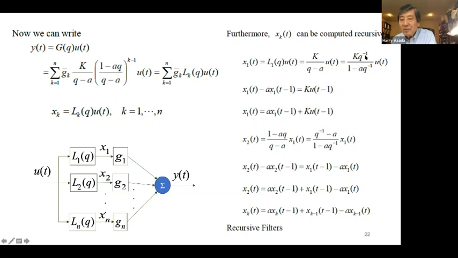Equals this q minus 1 ut becomes ut minus 1. So you can compute x1t by this expression. So you have the previous input ut minus 1 and the previous x1, t minus 1. You can update this with this expression.